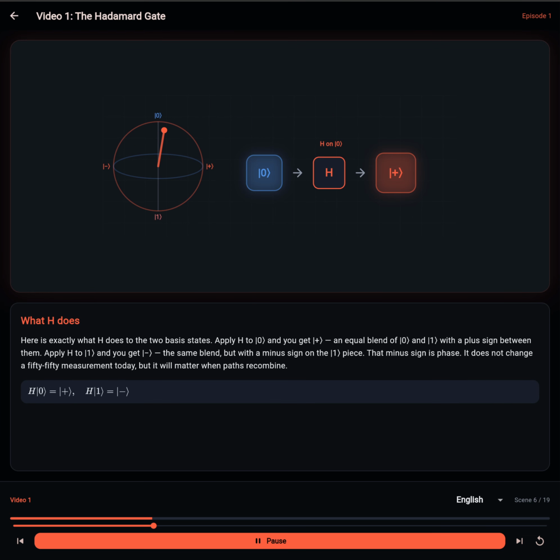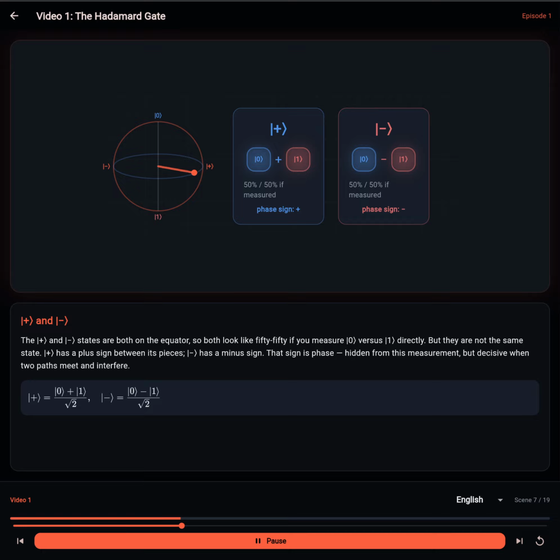Here is exactly what H does to the two basis states. Apply H to 0 and you get plus, an equal blend of 0 and 1 with a plus sign between them. Apply H to 1 and you get minus, the same blend but with a minus sign on the 1 piece. That minus sign is phase. It does not change a 50-50 measurement today, but it will matter when paths recombine.